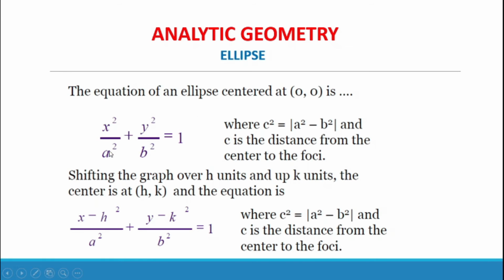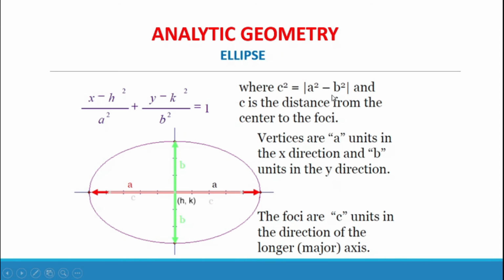So this is the equation if the center is at the origin, or (0, 0), and if the center is at (h, k), this is the equation, where c squared equals the absolute value of a squared minus b squared, and c is the distance from the center to the foci: (x minus h) squared all over a squared plus (y minus k) squared over b squared equals 1.